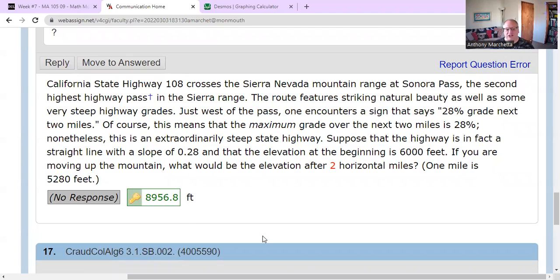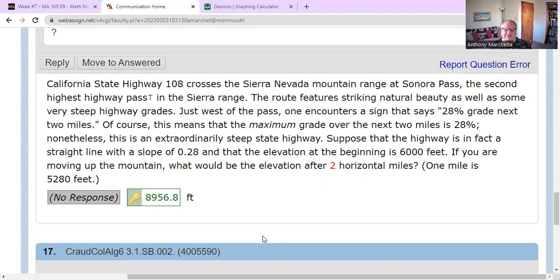Welcome back, students. This question is about the California State Highway. It says California State Highway 108 crosses the Sierra Nevada mountain range at Sonora Pass, the second highest highway pass in the Sierra Range. The route features striking natural beauty as well as some very steep highway grades. Just west of the pass, one encounters a sign that says 28% grade next 2 miles. Of course, this means that the maximum grade over the next 2 miles is 28%. Nonetheless, this is an extraordinarily steep state highway.